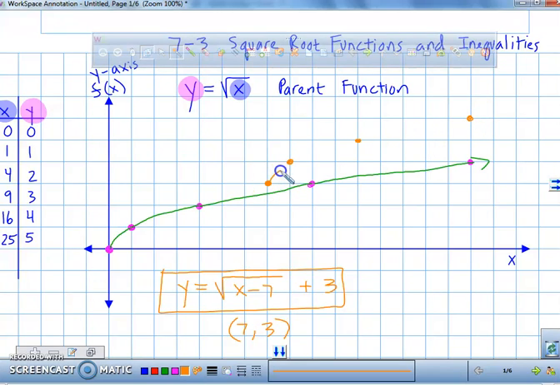So I want you to understand this right here would be my graph that goes with this one. What happened to this? This was translated what? 7 units to the right, 3 units up. So that could be kind of an example you could have in your journal of how to translate a square root function.